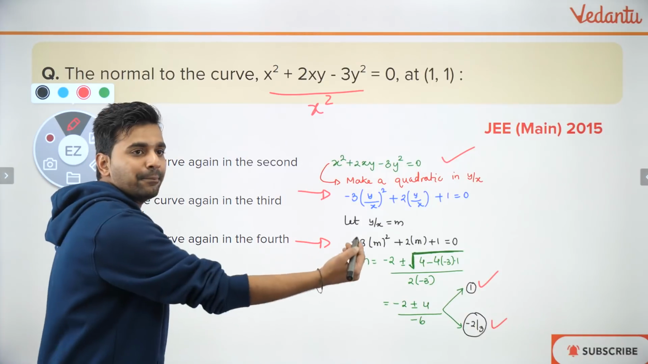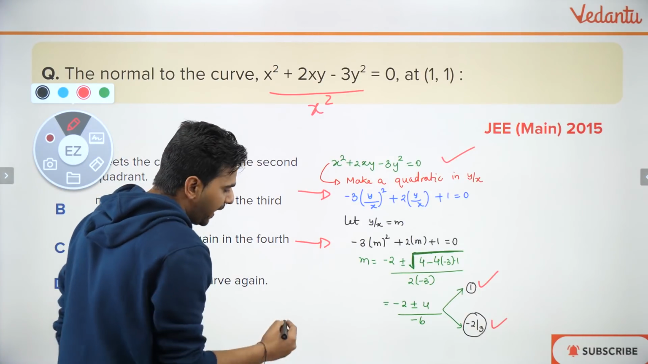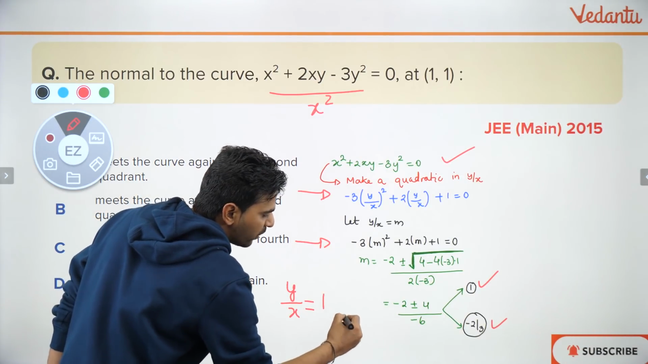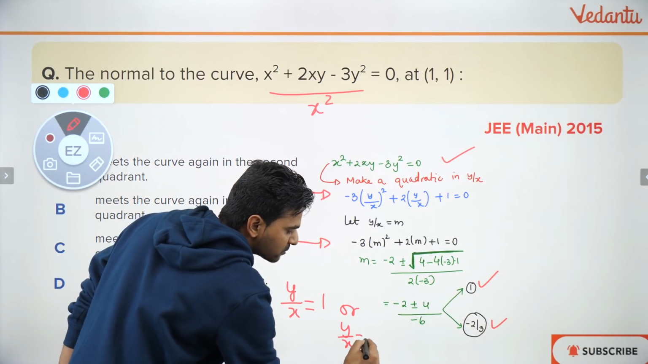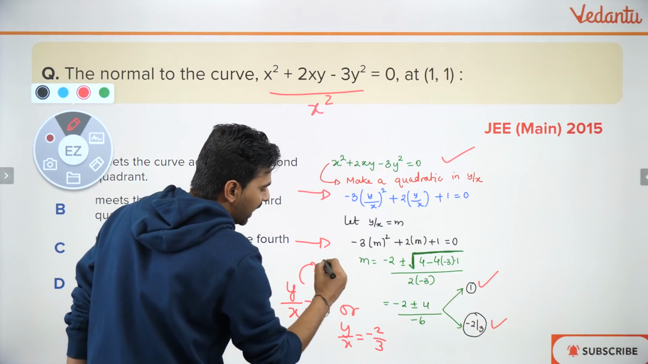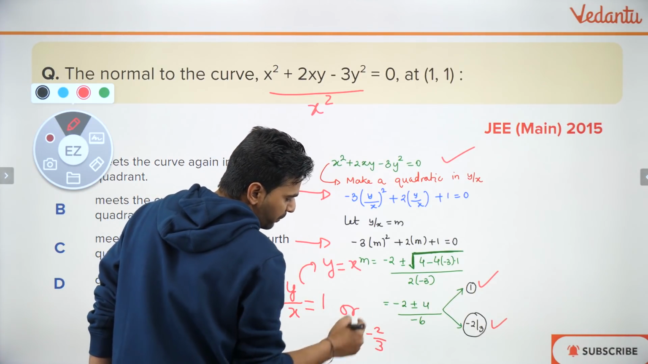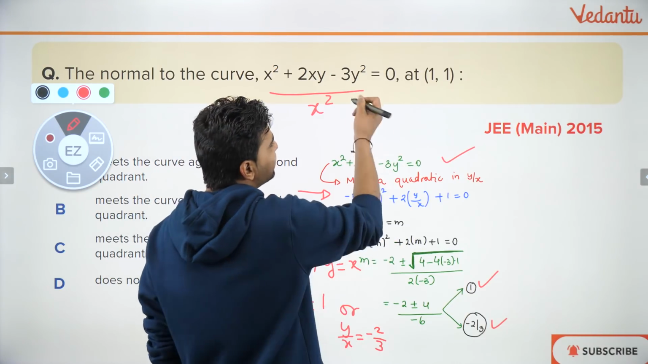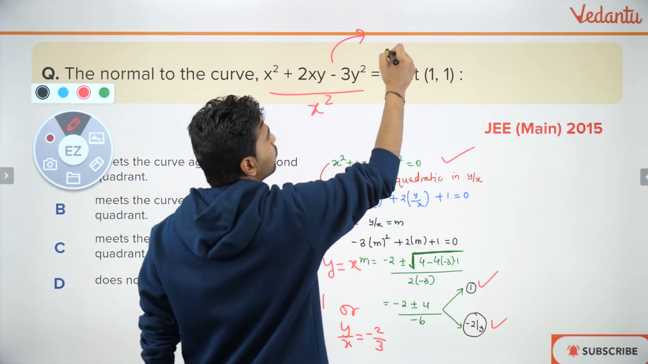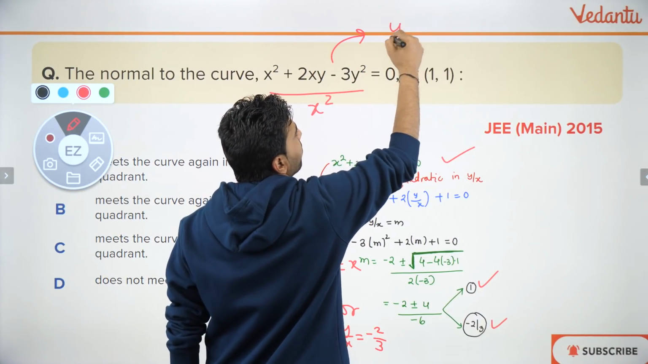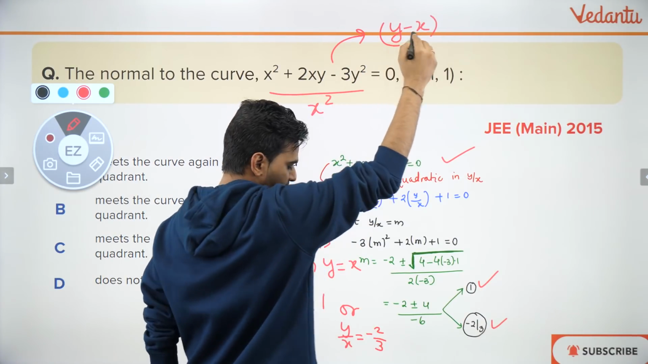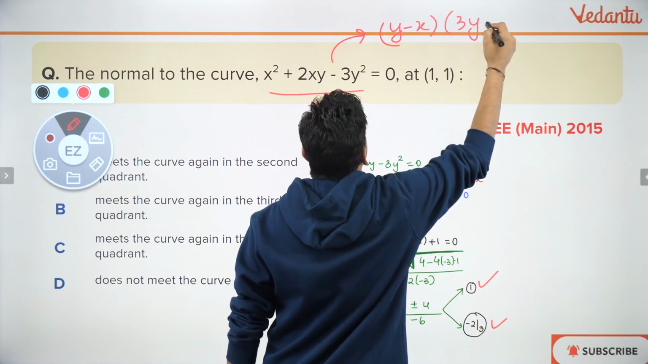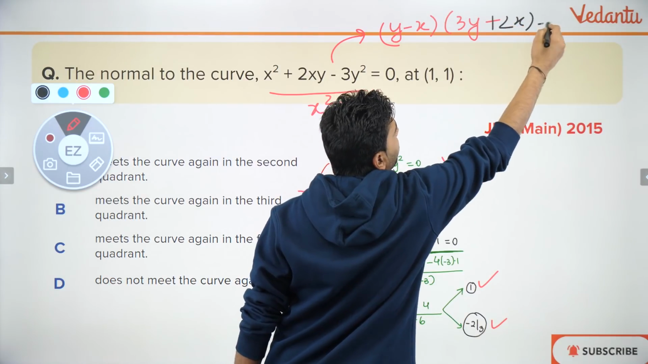So basically these are the values of m, and m is nothing but y by x. So I can write down y by x as 1 or y by x as minus 2 by 3. My 2 lines I'll get as y equal to x from here, and from here y equal to minus 2 by 3x. So this is basically nothing but product of those 2 lines written, right? Which is y minus x times, just simplify this. This is 3y plus 2x coming.